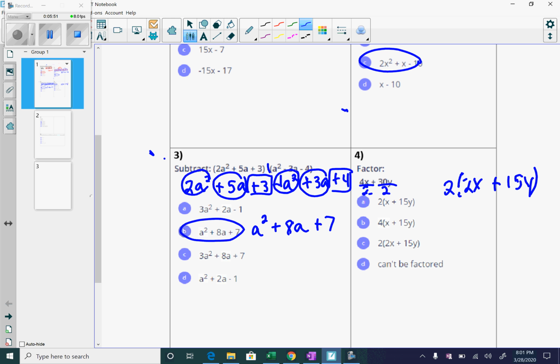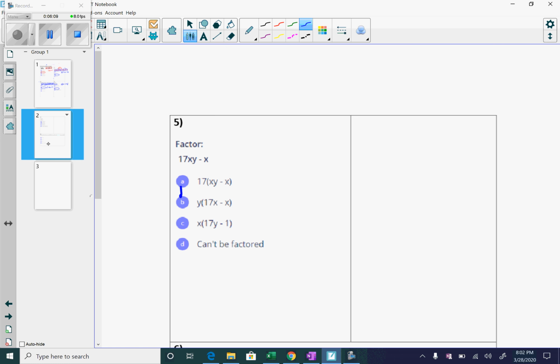And remember, I can check my answer by distributing. If I distributed, the only choice that would get me back to the original problem is choice C, and that's what I got when I factored. Okay, moving on to the next page.